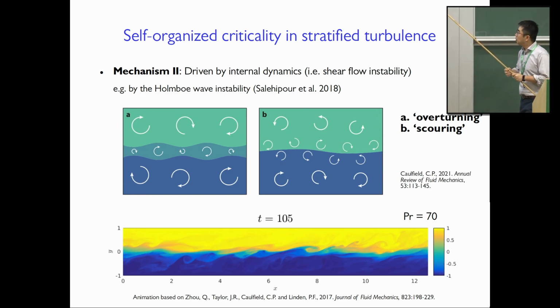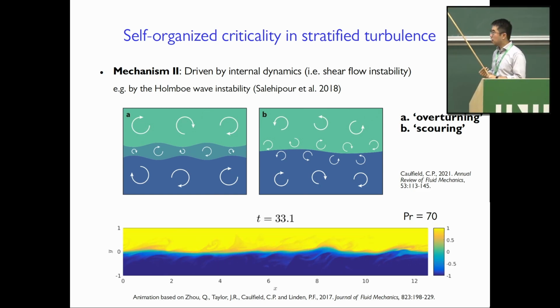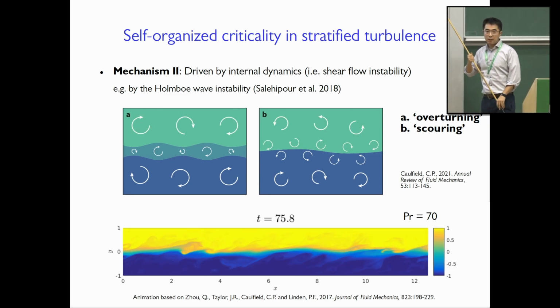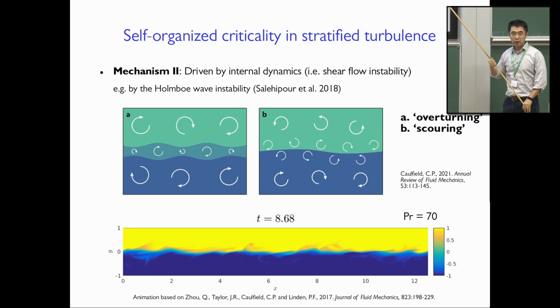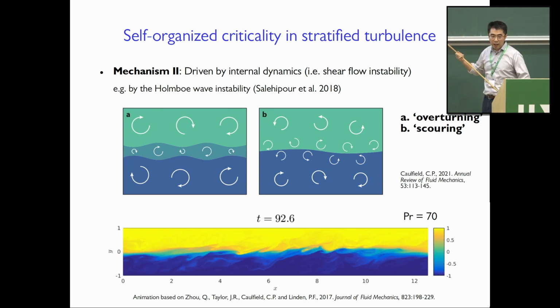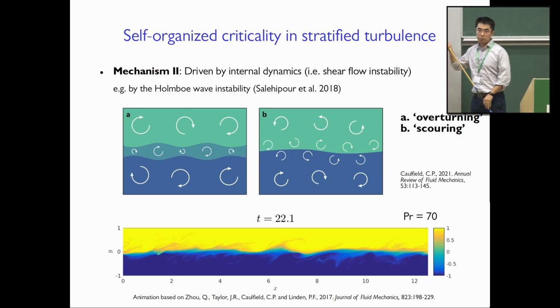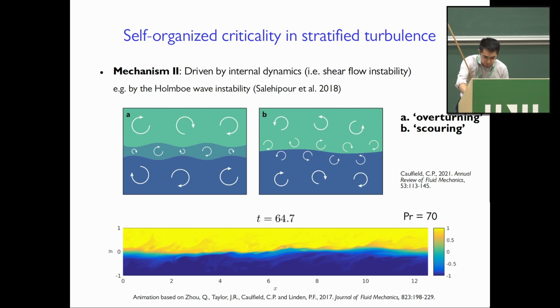And this, because we need to resolve the Batchelor scale, it's really expensive to run computationally. But if we change the Prandtl number from 70 to 7, this flow will actually laminarize because molecular diffusion happens very quickly, and it's going to diffuse that interface in no time, right? So if you want to have scouring mixing, you really need your Prandtl number or Péclet number to be large enough.